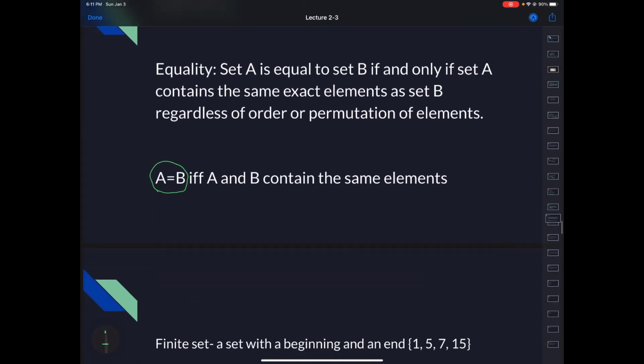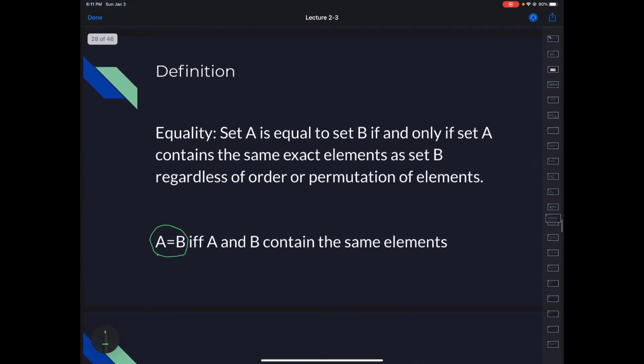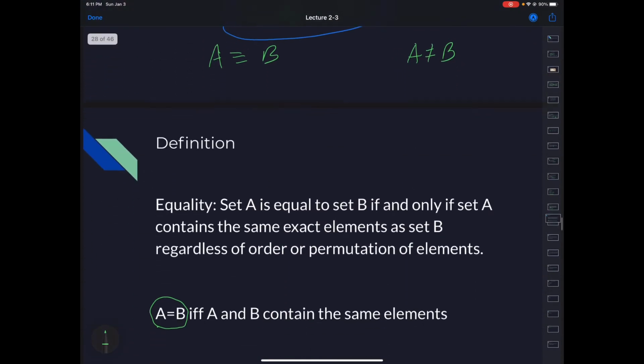So let's look at what that means. If you have A and B, in this case, A is equivalent to B, but A is not exactly equal to B. A is not equal to B. Because here we have A, E, I, O, U, and up here we have 3, 4, 5, 6, 7. So equivalence and equality are two different things in set theory.